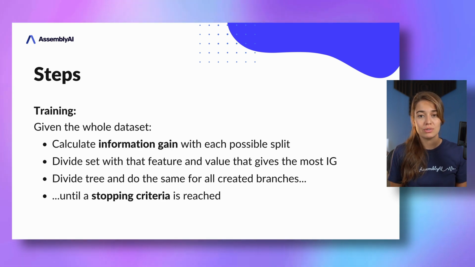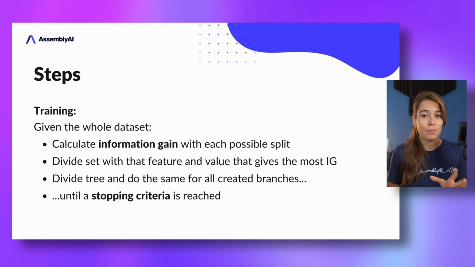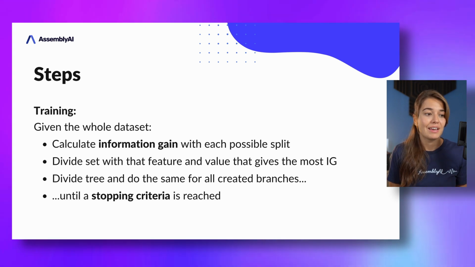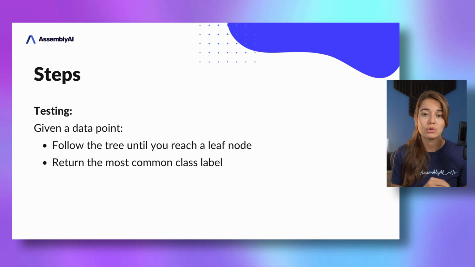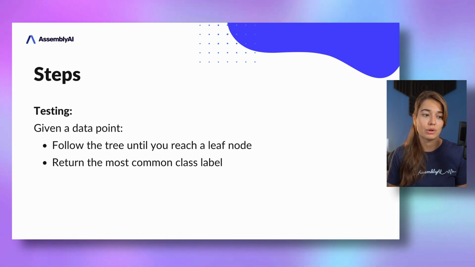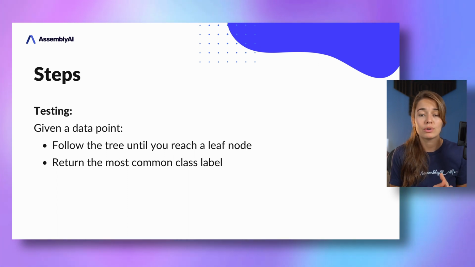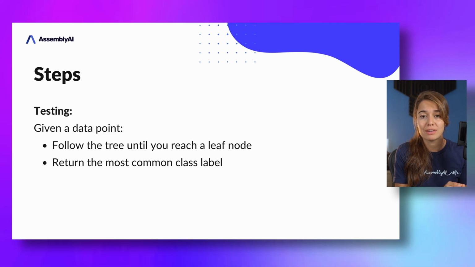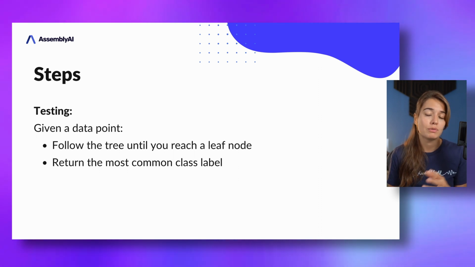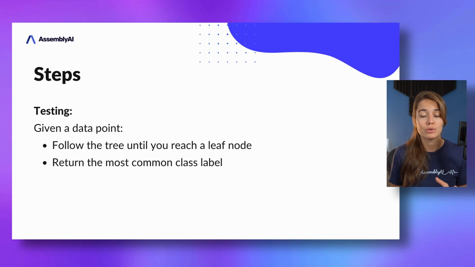So here there are 2 things that you're seeing that we don't know what they mean yet. So one of them is information gain and the other one is stopping criteria, but we will see them in a second. And during inference time, what we do is we follow the tree based on the feature values that we have on our data point until we reach a leaf node. If the leaf node is pure, we return the class of this leaf node. And if the leaf node is not pure, we do a majority vote. So we return the most common class label.